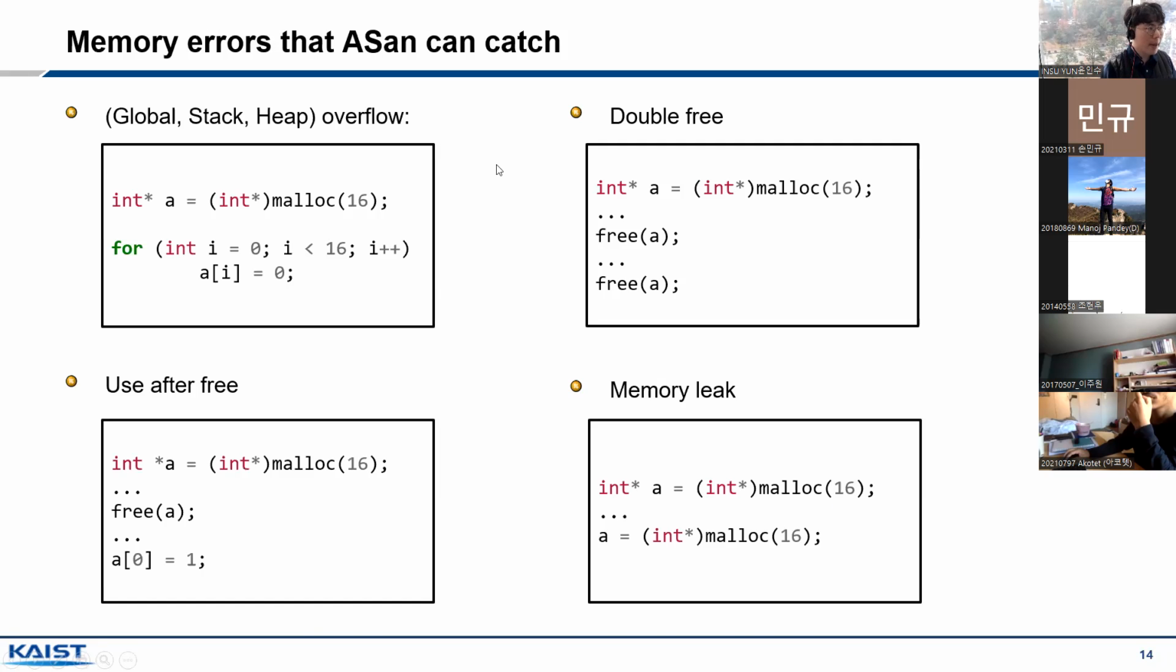So these are the memory errors that address sanitizer can detect. The first one is overflow. What overflow means is that we touch some address beyond the allowed memory region. So this is the example of the heap overflow. Here, we allocate a memory with 16, and then we do the loop with 16, and we initialize it with 0. Why does it cause the overflow?